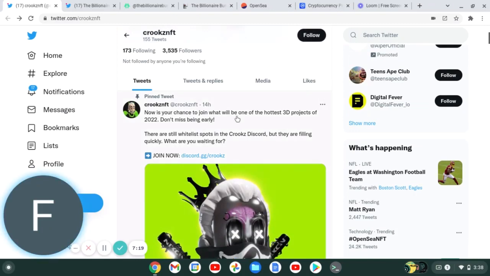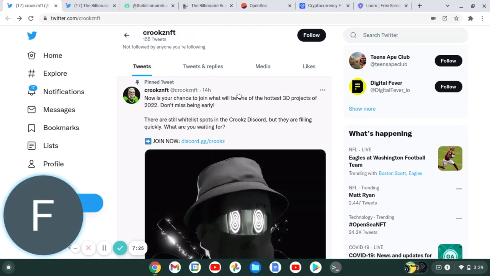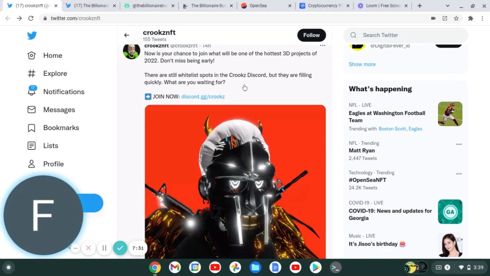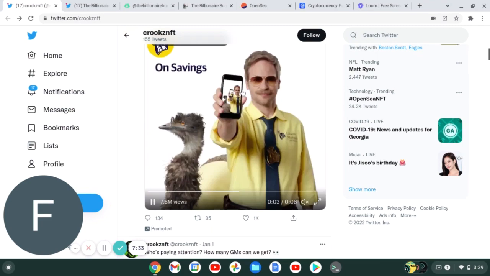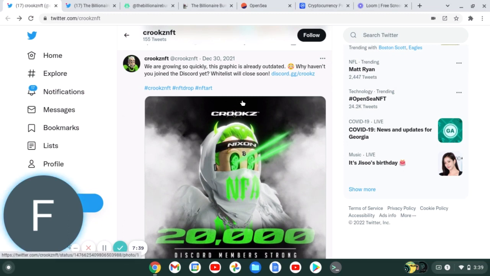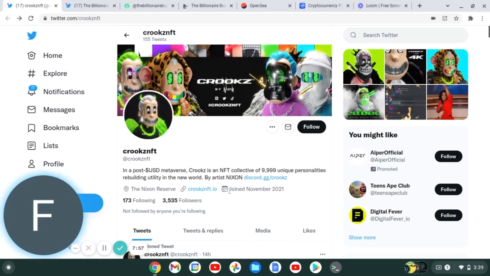now is your chance to join what will be one of the hottest 3D projects of 2022. Do not miss being early. There are still whitelist spots in the Crookz Discord, but they are filling up quickly, so go ahead and grab some of those if you want. Their Discord just hit 20,000 members, which is nice community engagement, which is always a good sign. Right here on December 30th, they hit 20,000 Discord members strong. The founder of the project said, "We are growing so quickly, this graphic is already outdated. Whitelist will close soon." So moving on to their site, crookznft.io.